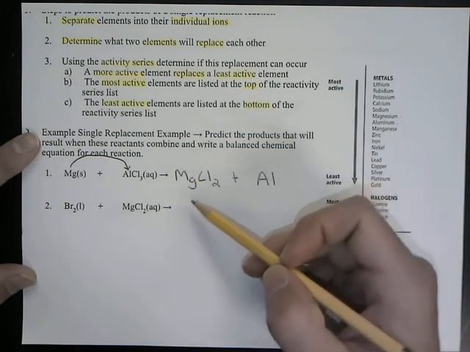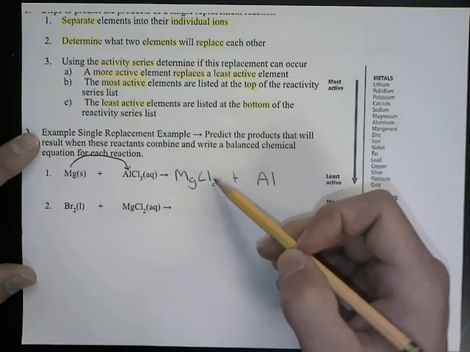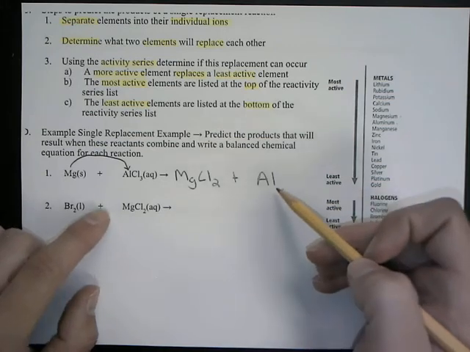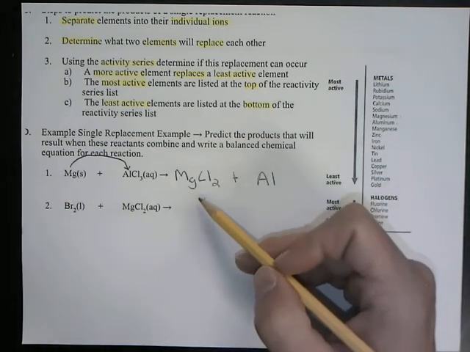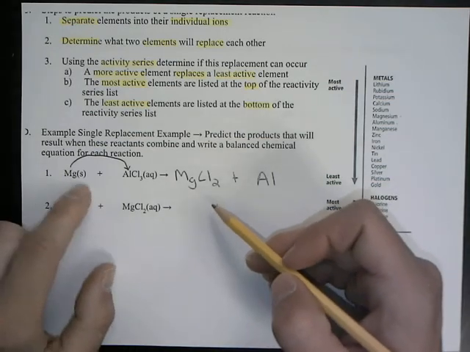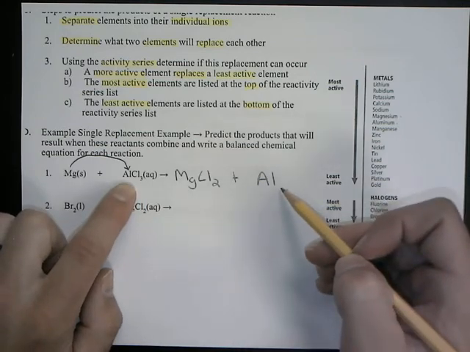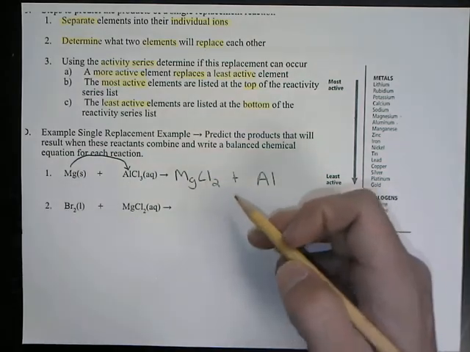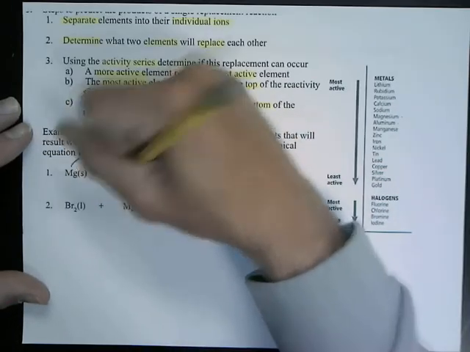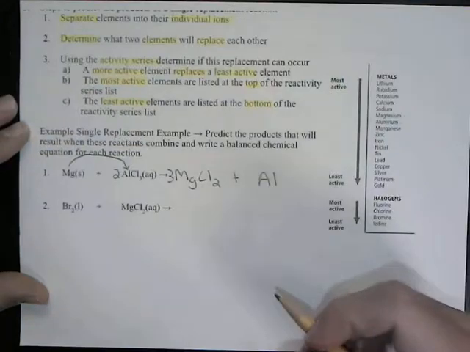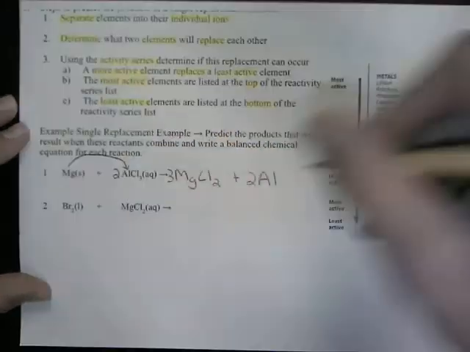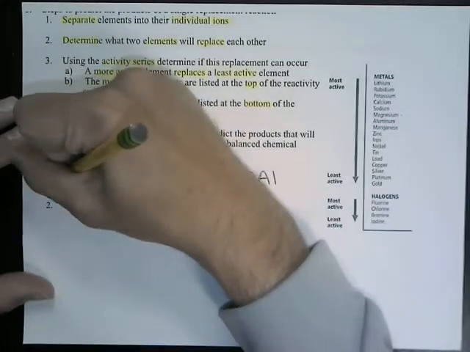Now, don't forget to balance this particular reaction. So we have MgCl2 and Al. So Mg and Mg, they're both 1 apiece. Al and Al, they're both 1 apiece. However, Cl is 3 and 2. Remember, our 3-2 combo meet at 6. So we'll put a 2 out in front of here, a 3 in front of the Mg. So this means we need 2 Al and we need 3 magnesiums. So now we are balanced.